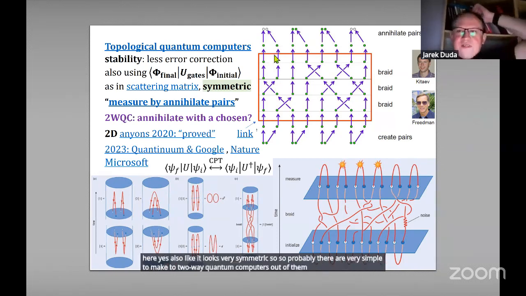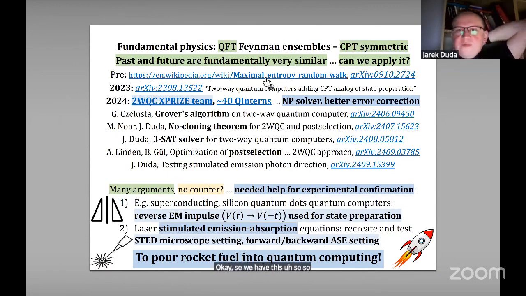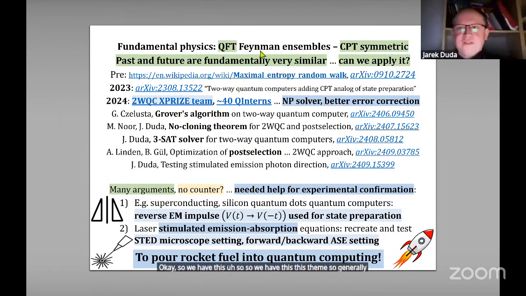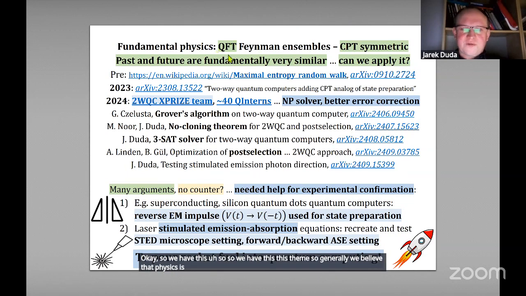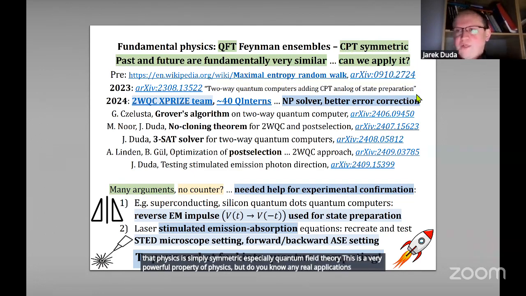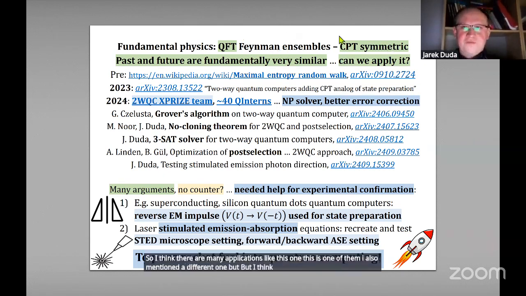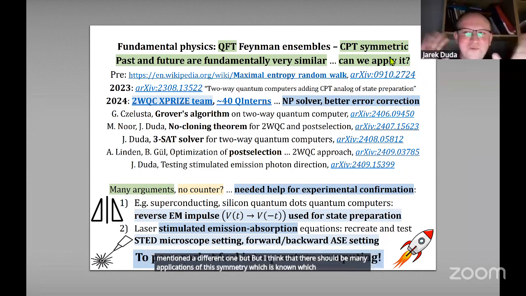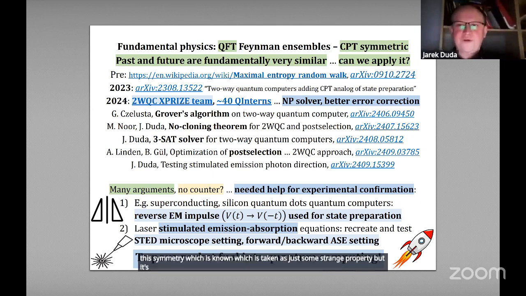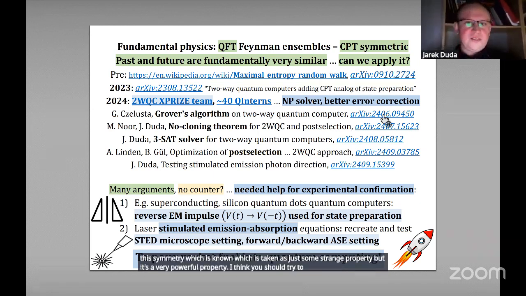Okay, so generally, we believe that physics is CPT symmetric, especially quantum field theory. But in applications, this is a very powerful property of physics. Do you know any real applications? I think there are many applications like this one. This is one of them. I also mentioned a different one. But I think there should be many applications of this symmetry, which is known, which is taken as just some strange property, but it's a very powerful property. I think we should try to apply it in real life situations.